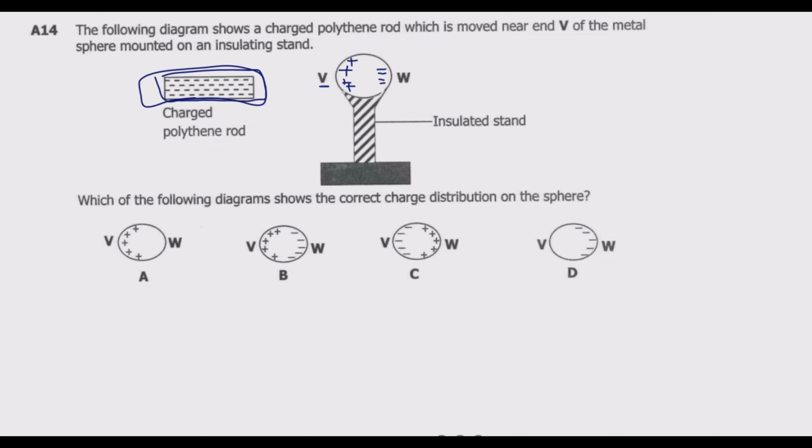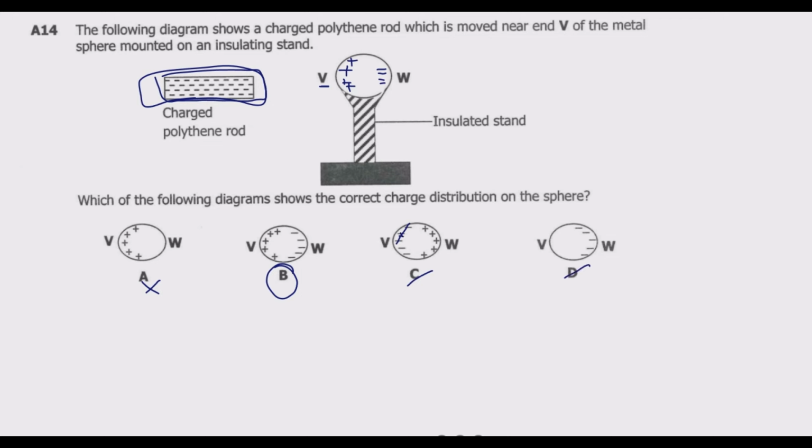So let us look at the options. A is incorrect, because there are no negative charges. B is correct. You have positives and negatives, like that. C is incorrect. You are supposed to have positives here, not negatives.